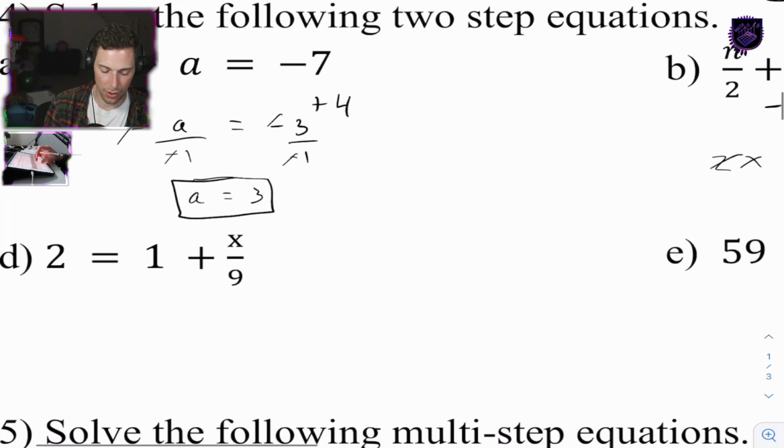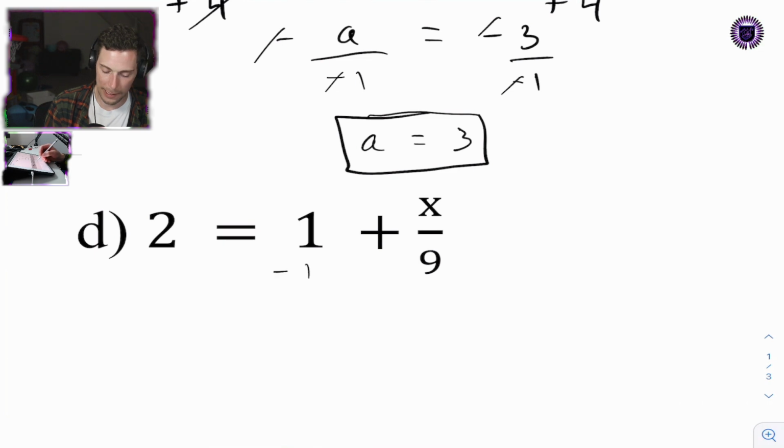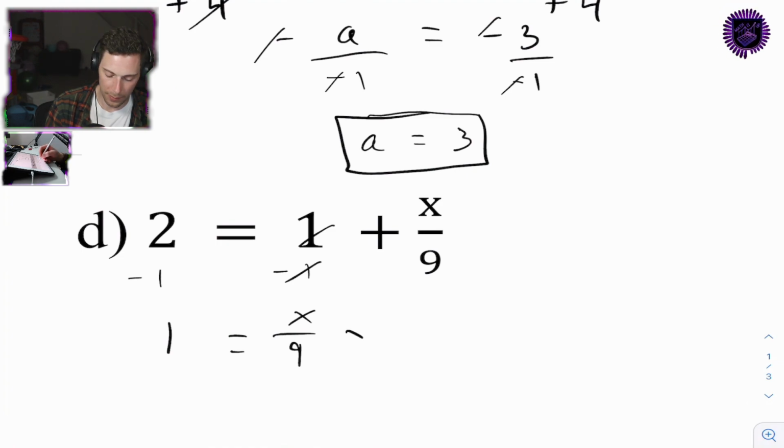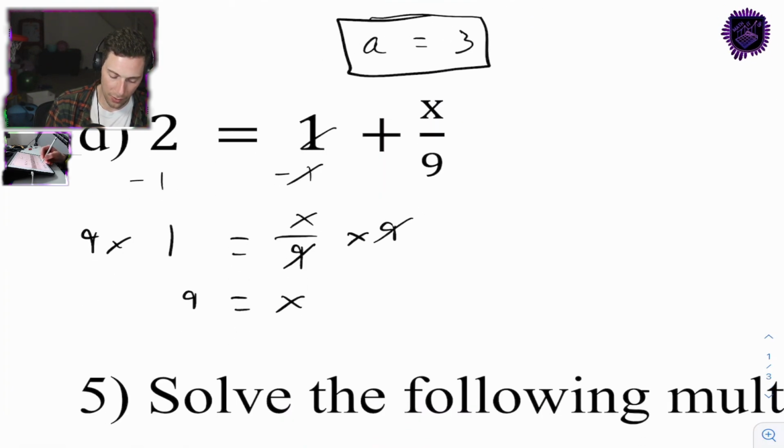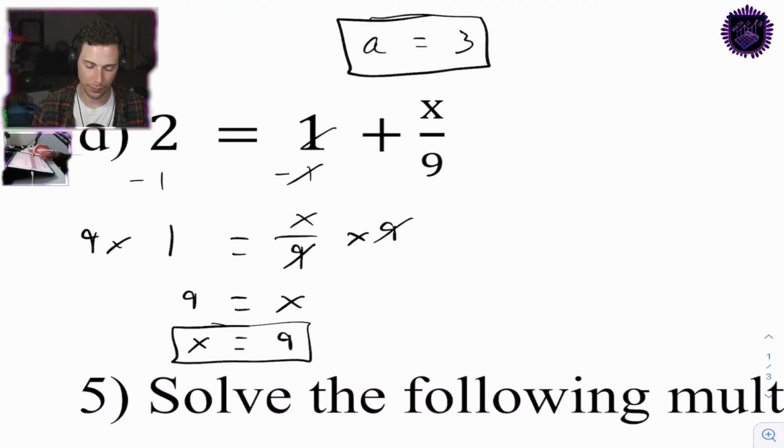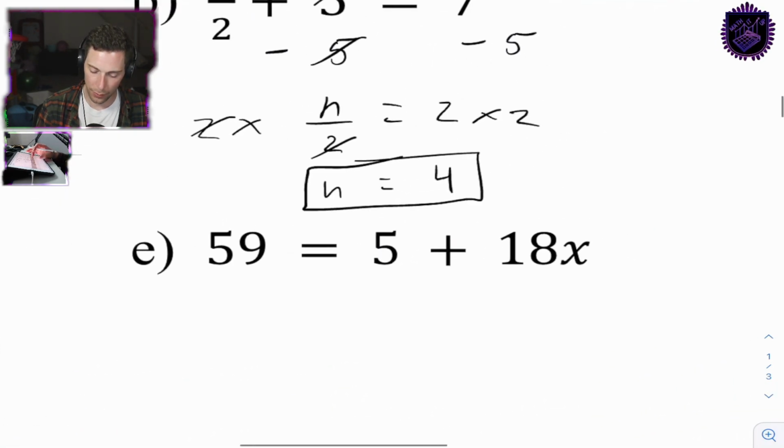Let's look at 4D. Nice. Minus 1 cancels, leaving us with x over 9 is equal to 1. Times 9 cancels. That equals x by itself, and that equals 9. X equals 9, or x equals 9. Write it like that in the proper order. There we go. E. Ooh, getting a little bit larger here.